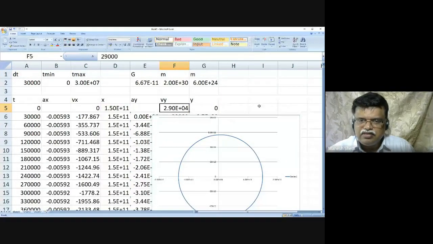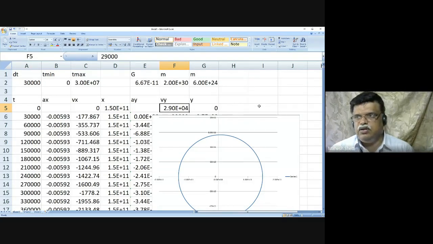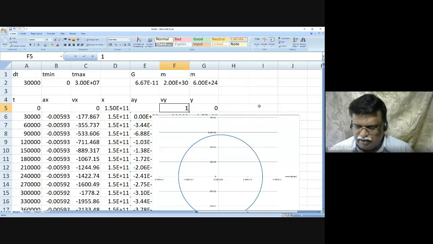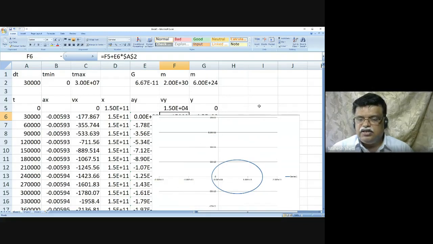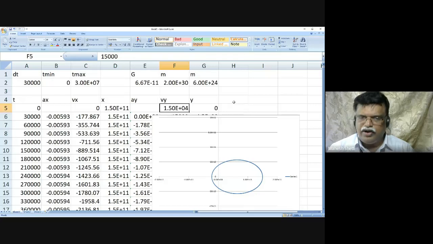Suppose instead of giving this velocity, which gives me almost critical velocity so that the body moves in a circle, I give a very small velocity, instead of 29 kilometer per second, maybe just 15 kilometer per second, 1.5 E4. Now see what has happened. I have given less velocity and it has gone into an elliptical orbit. I can increase this velocity instead of 2.9 into 10 raised to 4, I can make it 3.5 into 10 raised to 4.